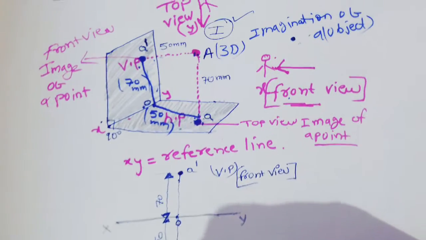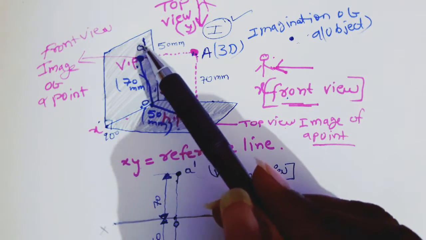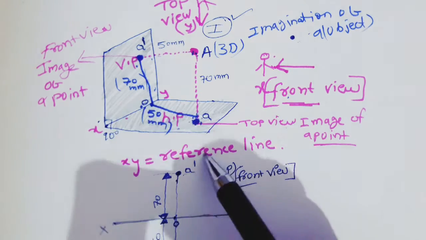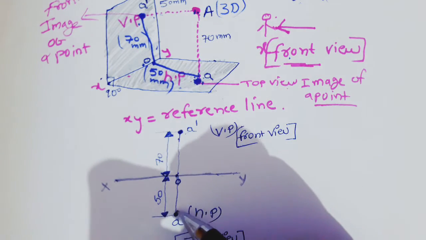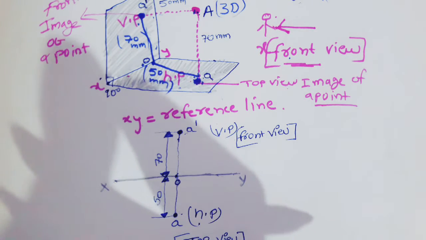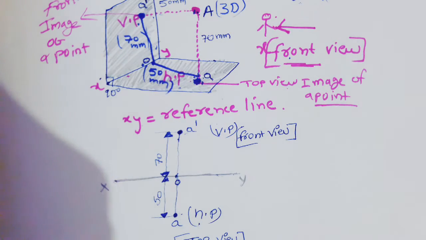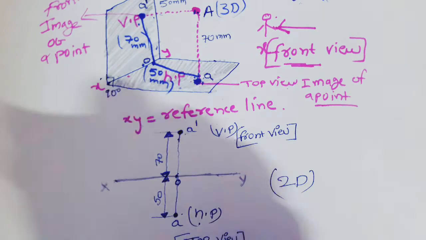Okay, the same, see here, I have marked in the VP as A dash. Here also the same, I have marked A in the HP, same A. So in this way you have to imagine the objects in any one of the planes and try to get the orthogonal projections in 2D. This is the 2D representation.